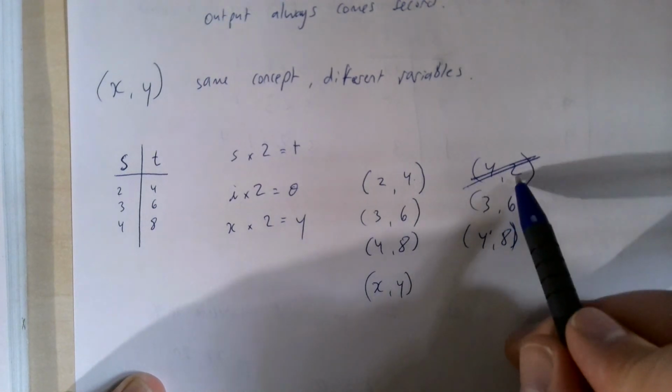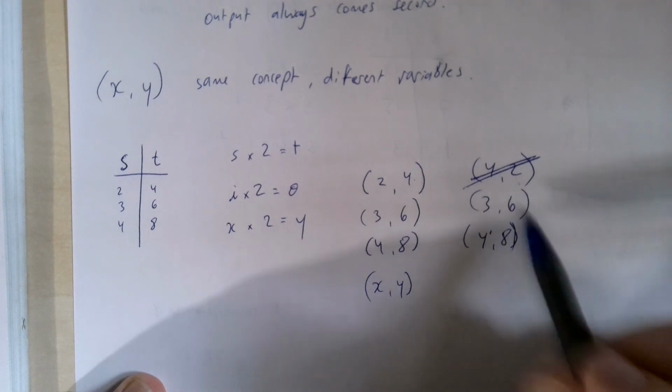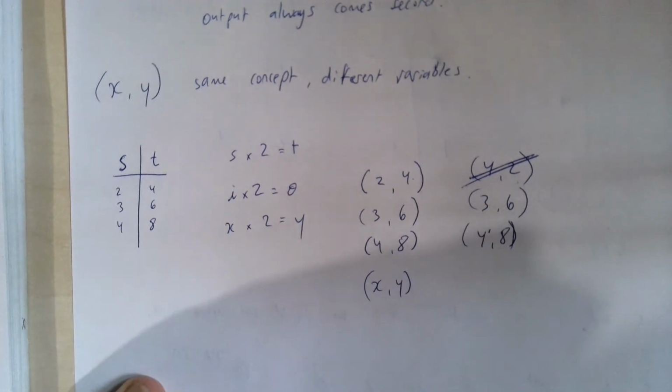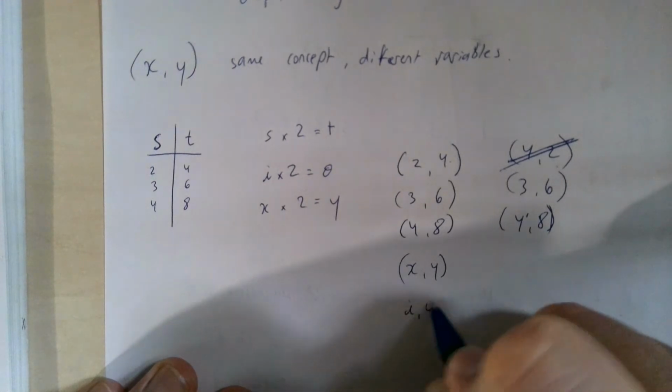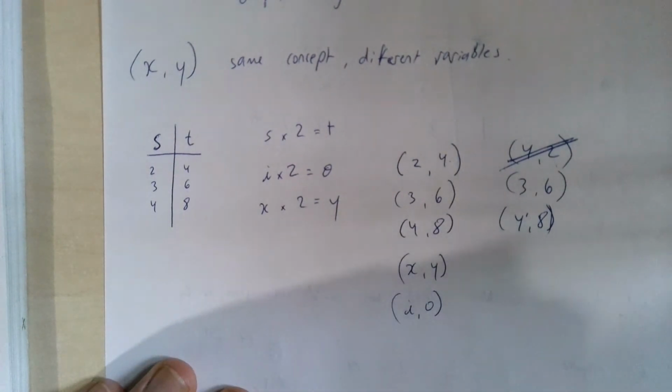Okay, this is not applying to these ones. This is a different formula. This is a different rule. I shouldn't have them in the same set. I can't just reverse ordered pairs. It's always going to be the input and then the output in brackets.